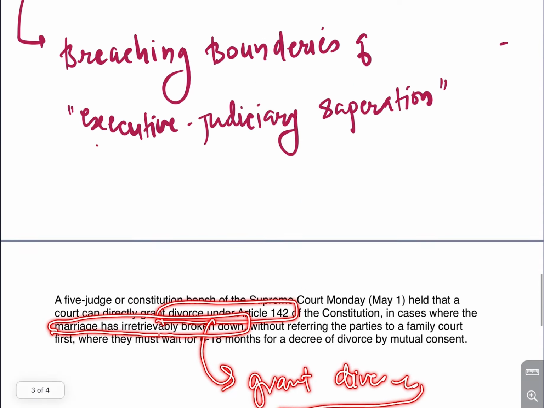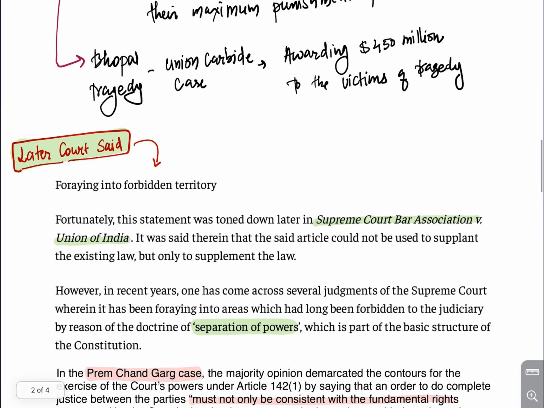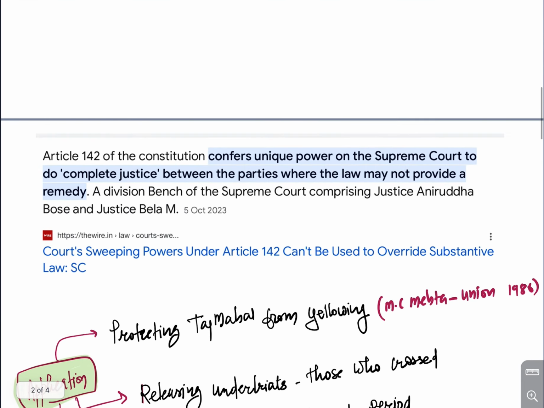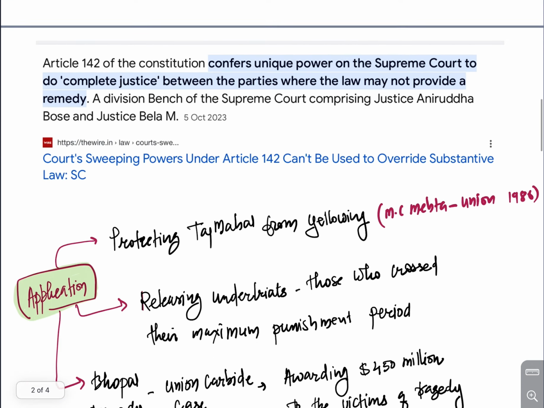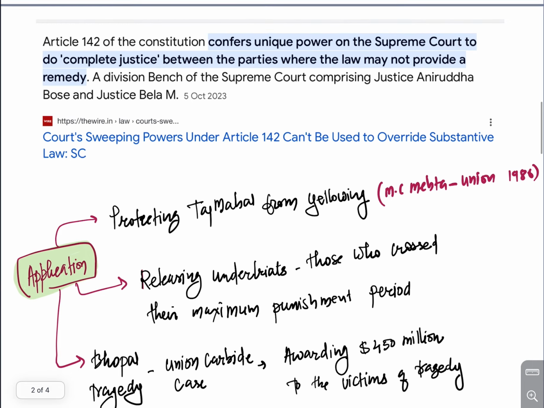So this was about Article 142, which gives a sweeping and discretionary power to the Supreme Court. From that perspective, this article becomes very important. So revise this article one more time.